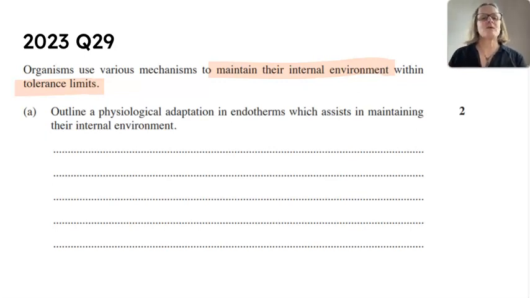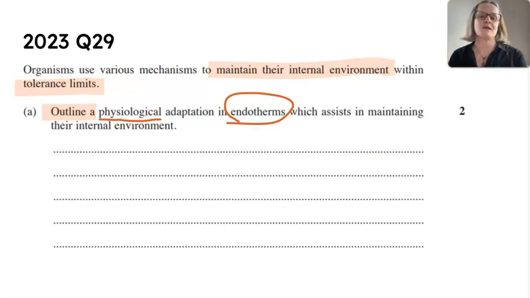So the question says outline. So we don't need to go into massive detail. And it's outline a physiological adaptation. Let's write that in a different colour. So physiological adaptation, not behavioural, not structural, we want physiological. In endotherms, so warm-blooded creatures. So this is animals, to assist in maintaining their internal environment.